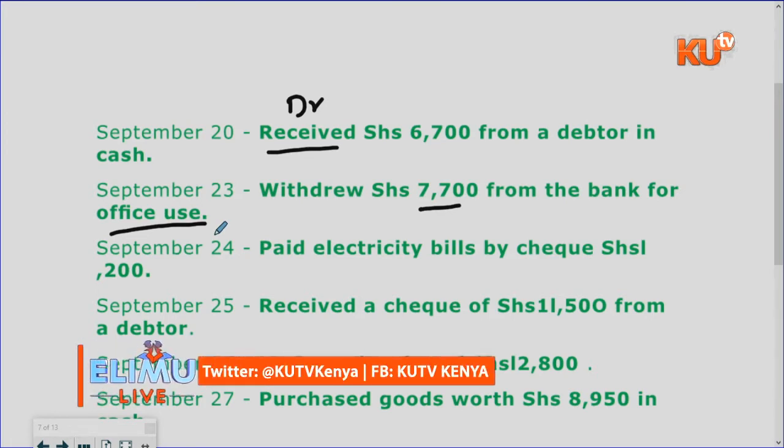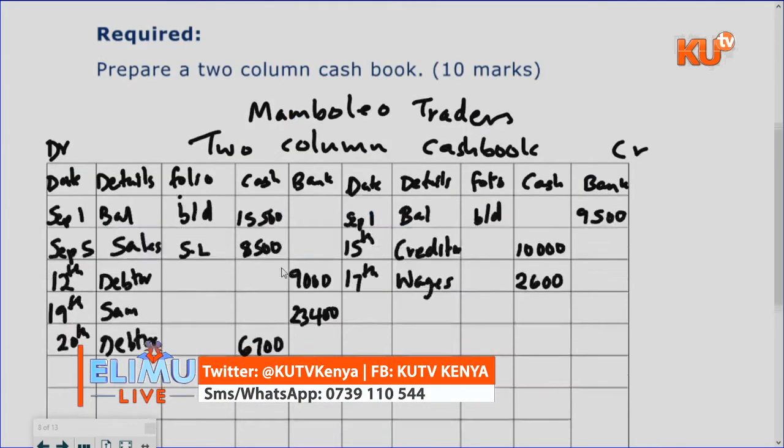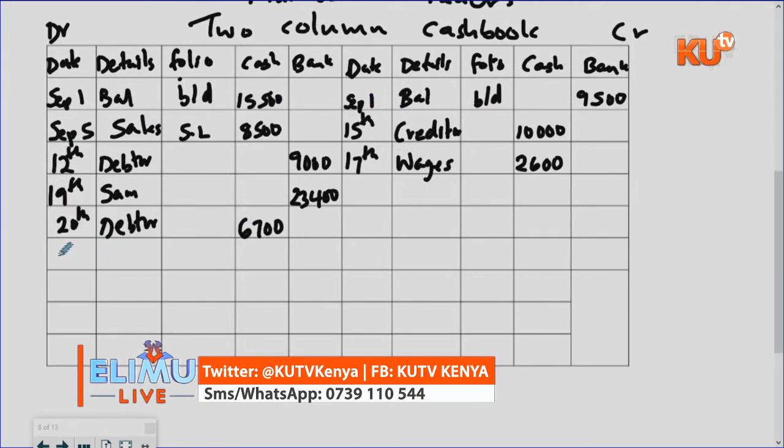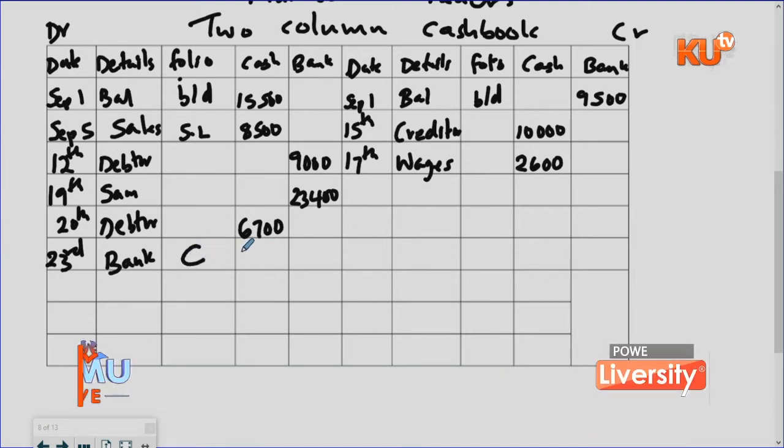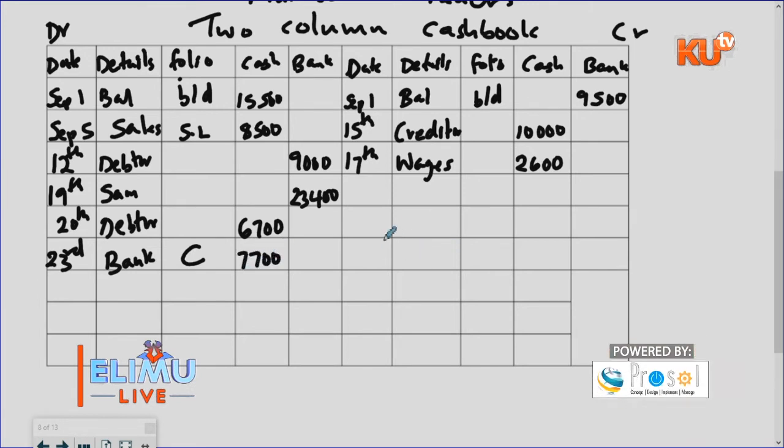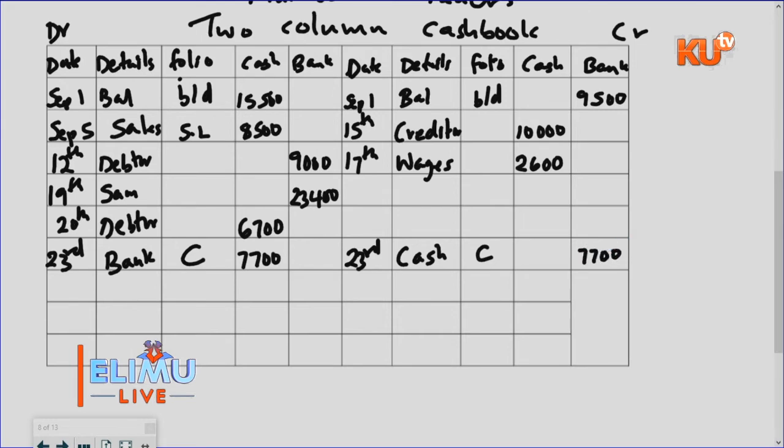23rd September. Side will record, that is 23rd. On the debit side, it is the bank that is losing. Under folio contra entry, then cash, that's how much. 7,700. Then on the same side now, on the CR side, the same date, 23rd, it is now cash that is receiving, contra entry, and then under bank 7,700. Good.